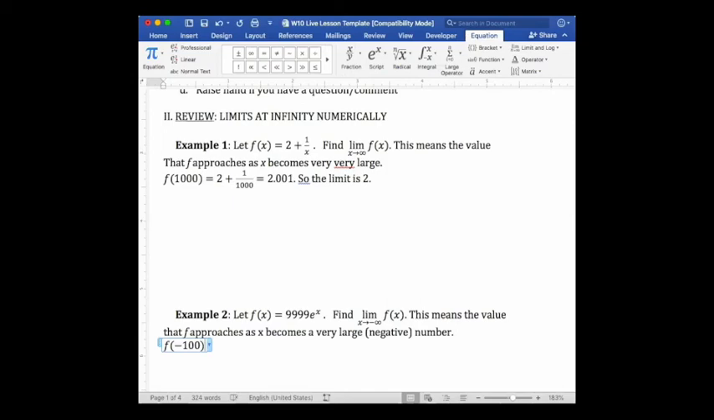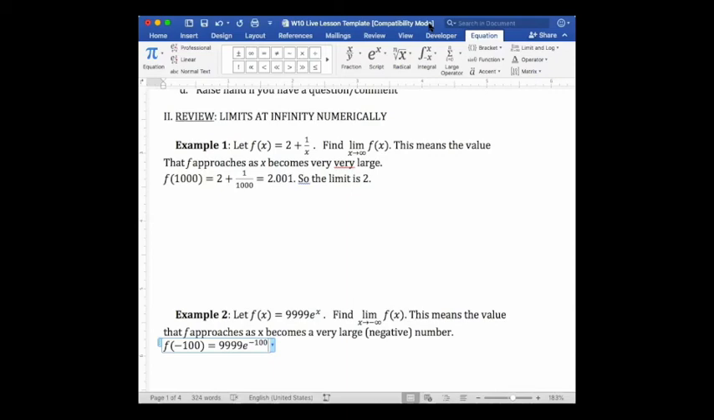So f of negative 100 will be equal to 9999 e to the negative 100. And we have to get some kind of sense of what value this expression has. Like, what is it as a number? What would it be as a decimal? And to see what it is as a decimal, you probably need to use a calculator.